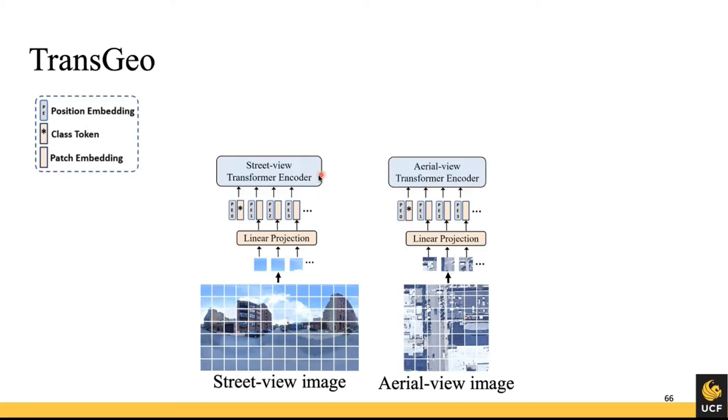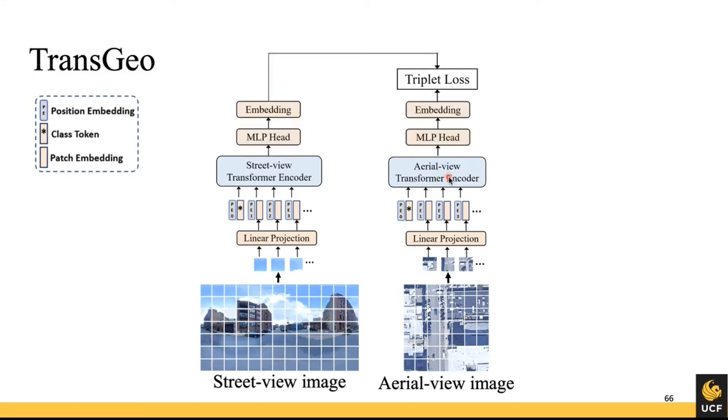And we use two separate transformer encoders because they have very different visual appearance. We have one street view transformer encoder to encode the feature, and another aerial view transformer encoder to encode the feature from the aerial view. Once we have the feature embedding, we use the usual triplet loss as the optimization function. We consider this the first stage of the TransGeo pipeline.